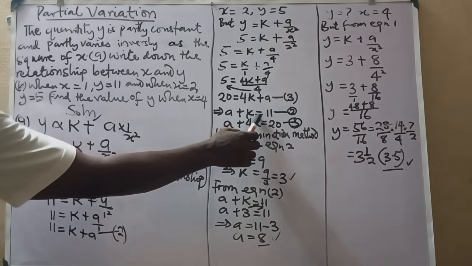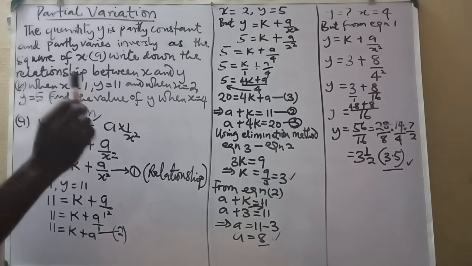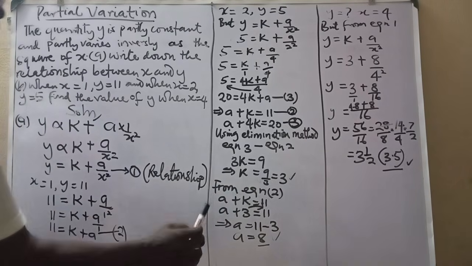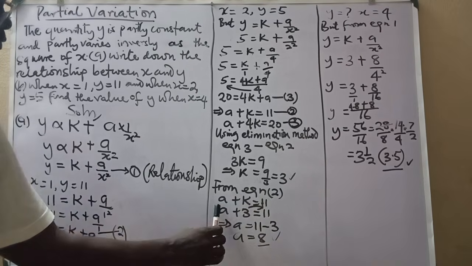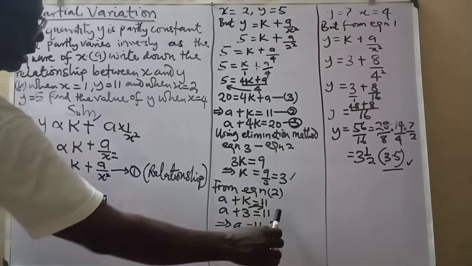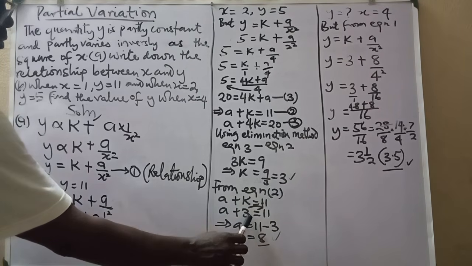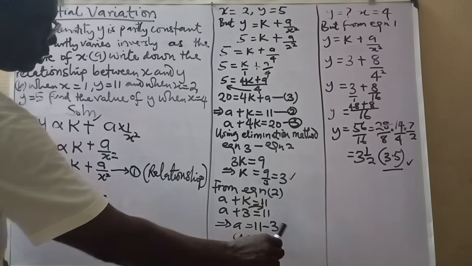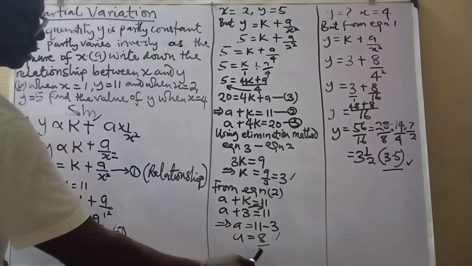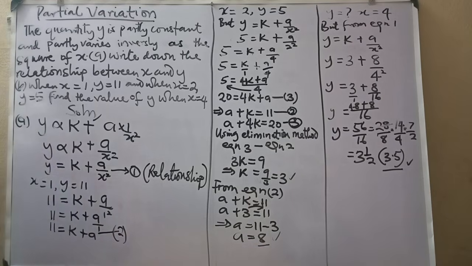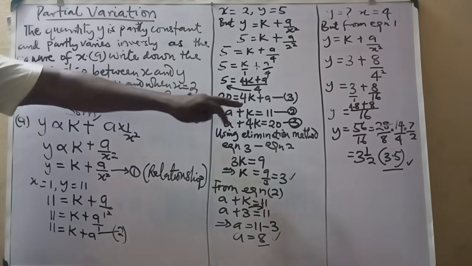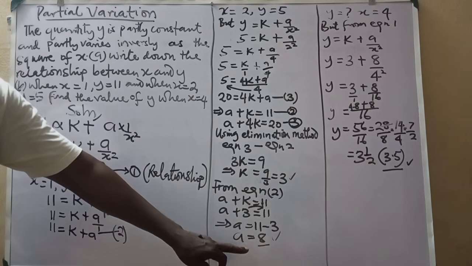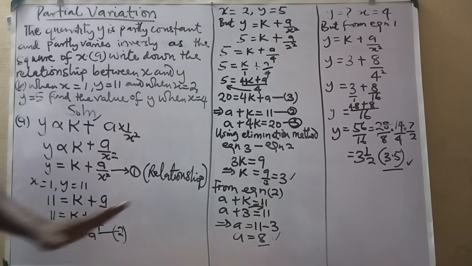Now, you will continue from equation 2. You can see our equation 2 here. We want to substitute to find the value of A. We have gotten our k as 3. Now, from equation 2, A plus k equals 11. And already we have gotten our k as 3. So, A plus 3 equals 11. By the time 3 goes this way, it becomes minus. So, 11 minus 3 will give you 8. So here on this page, we are able to get our value of k. K is 3 and A is 8. So we have got our two constants.